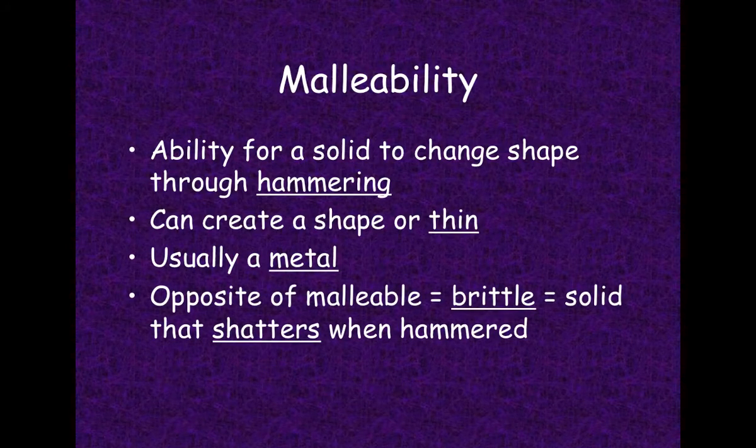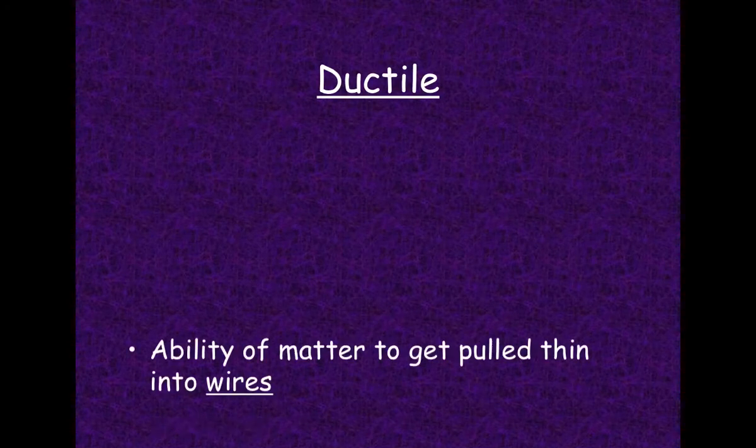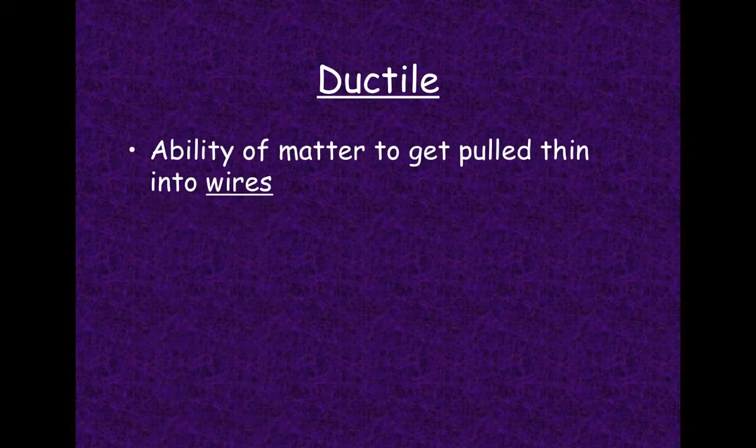When we hit an object and it actually shatters when it's hammered, that is what we refer to as brittle. So, for instance, glass is brittle. It is not malleable. The fourth one is ductile. And this means that matter is able to get pulled thin into wires. Basically, it means you take that piece of matter, you hold it on either side, and you pull it almost like pulling taffy. Again, these are usually going to be metals, because in order to get them that thin, you need to be able to hold together.